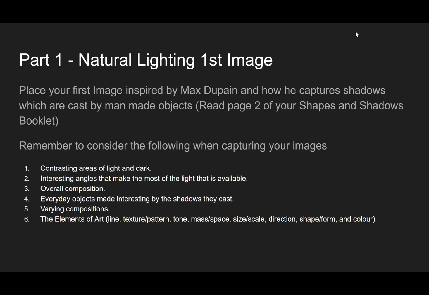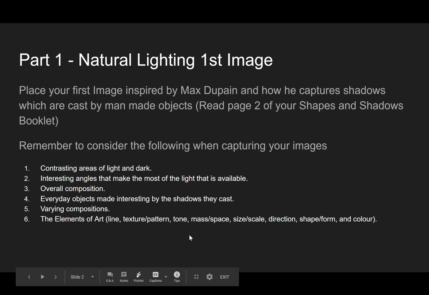It says here, place your first image inspired by Max Dupain, how he captures shadows, which are cast by man-made objects. So it says here, contrasting areas of light and dark, interesting angles, overall composition, everyday objects made interesting. So this is a little bit like we looked at Teacup Ballet, Olive Cotton. And it says here, obviously, these images are all in natural light. Okay, natural light. What does natural light mean? Light coming through a window, sunlight coming through a window, or light from outside. Okay, that's natural lighting. So artificial light would be an electric light or a candle.